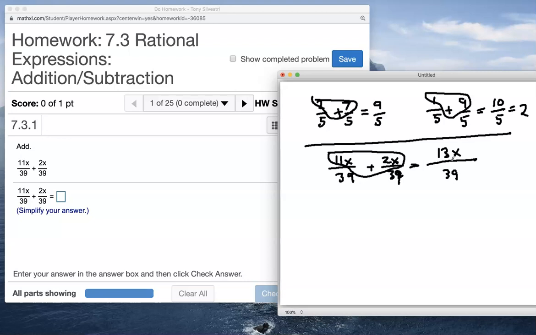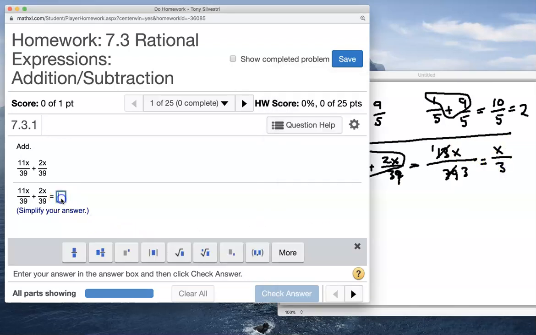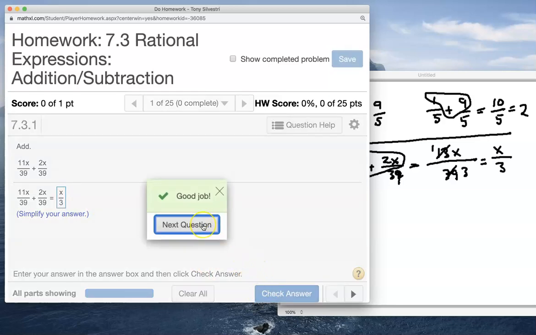So 13 over 39, you know what? I think 13 goes into 39 evenly. Yes, it does. So 13 goes into itself once. 13 goes into 39 3 times. So the end answer is going to be 1 times x, which is a plain x, over 3. And there's the answer for that problem. X over 3. Let's check it. Good job. Great job.